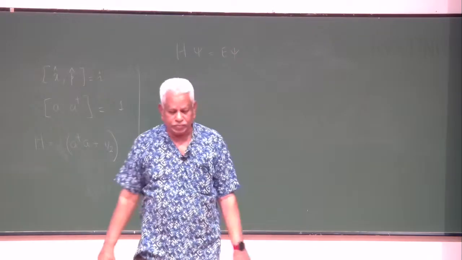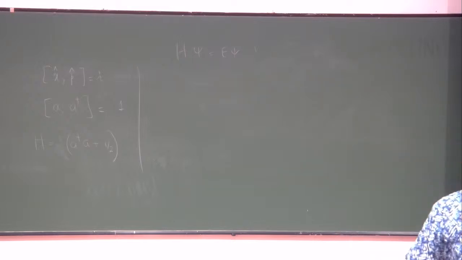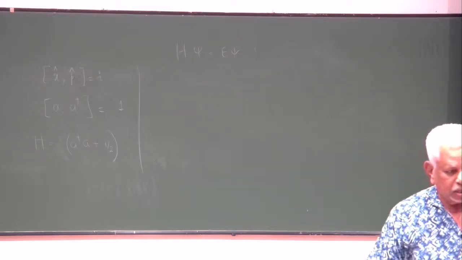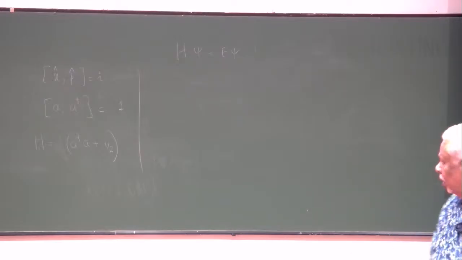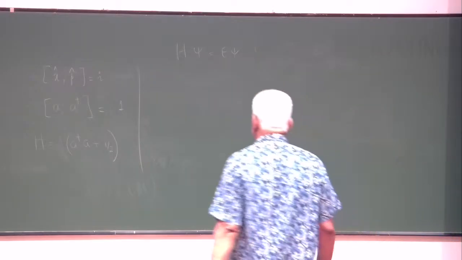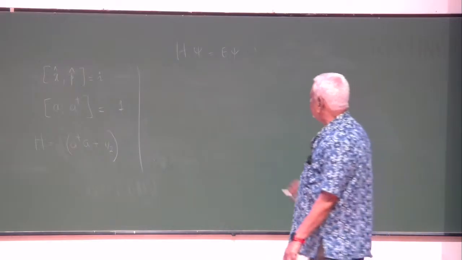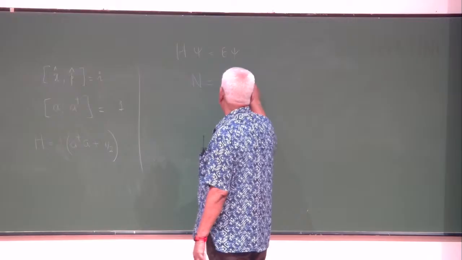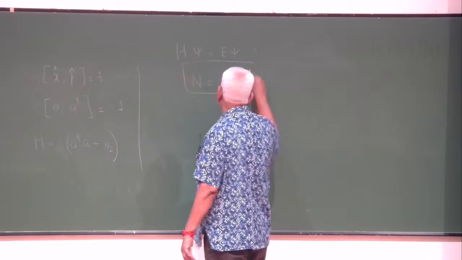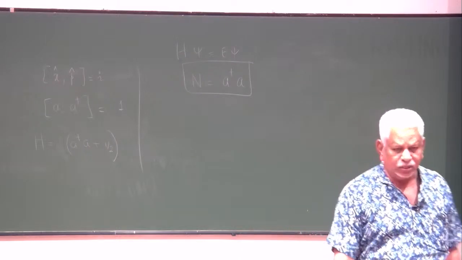Solutions for this equation. Yesterday somebody was asking me, you said x hat is a matrix, p hat is a matrix. I will give you that matrix now. First let us find out the eigenvalues of this operator. I will call the operator a dagger a the number operator. We will see why it is called the number operator.